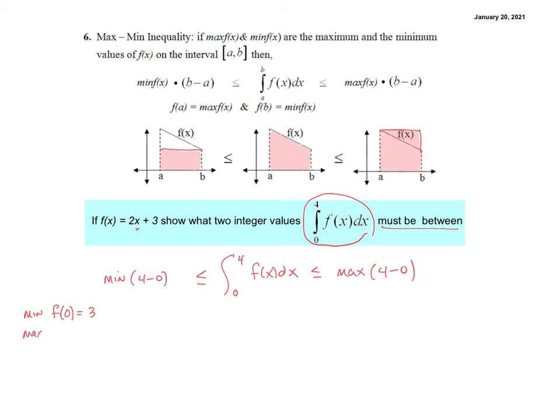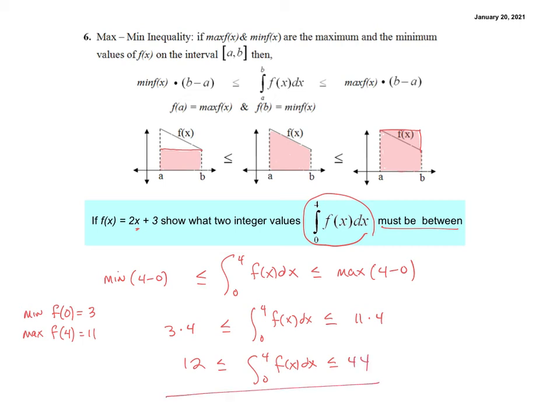The maximum is going to be f of 4. 2 times 4 is 8 plus 3 is 11. So my integral from 0 to 4 of f of x dx is going to be greater than or equal to 3 times 4, less than or equal to 11 times 4. So that's going to be 12 is less than or equal to the integral from 0 to 4 of f of x dx is less than or equal to 44.